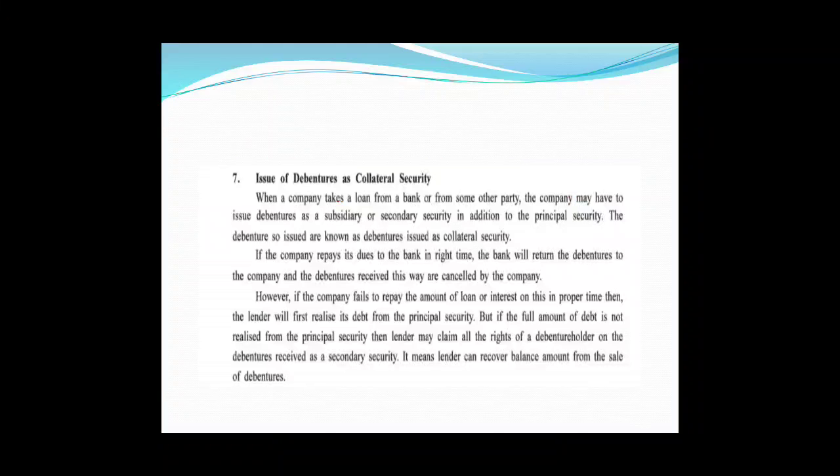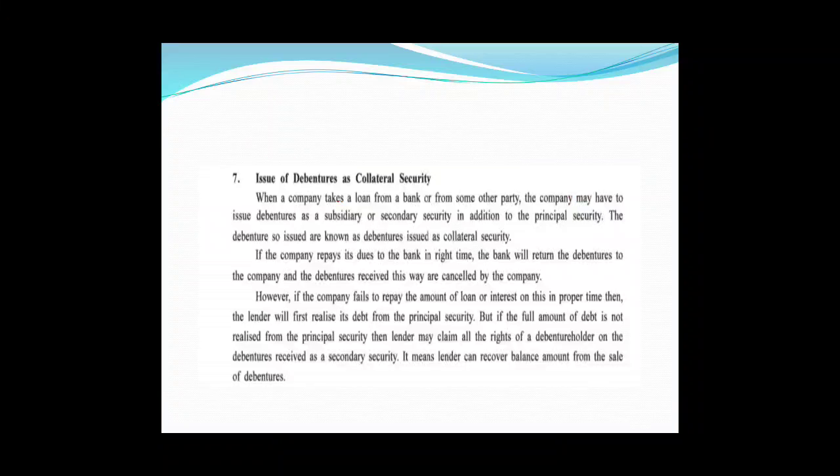First of all, let us see what is the issue of debenture as collateral security. When a company takes a loan from a bank or from some other party, the company may have to issue debentures as a subsidiary or secondary security in addition to the principal security. The debentures so issued are known as debentures issued as collateral security. If the company repays its dues to the bank in time, the bank will return the debentures to the company, and the debentures received this way are cancelled by the company, as we have discussed.